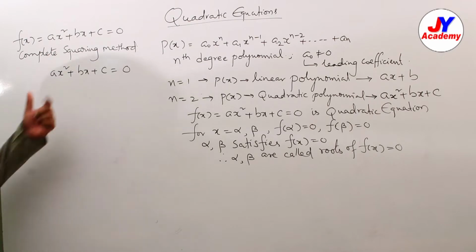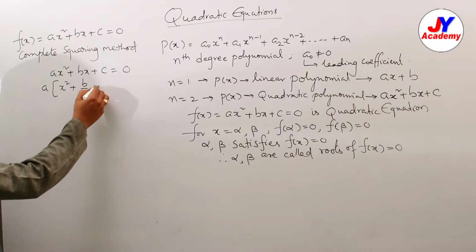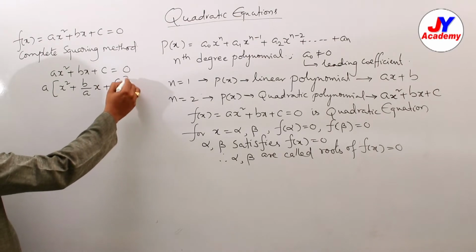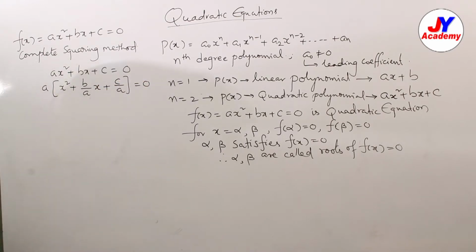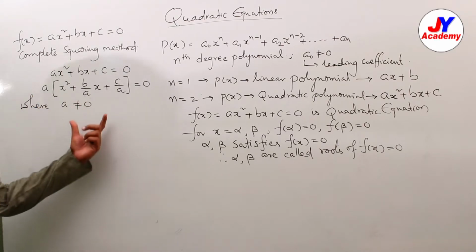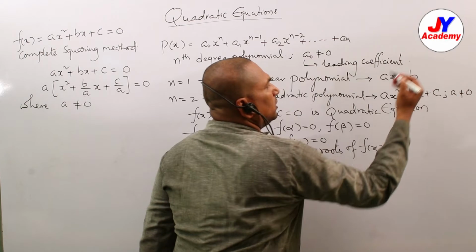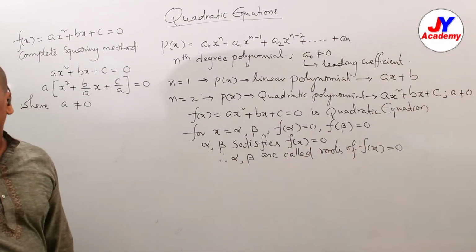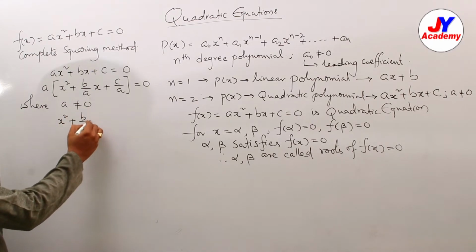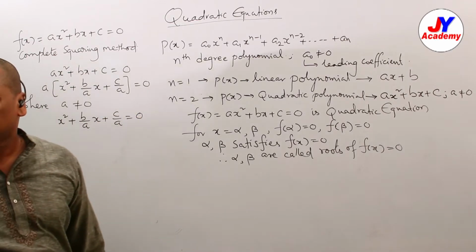Now take out a as common. Then what we will get here? x square plus b by a x plus c by a is equal to 0, where a not equal to 0, that is our first condition. Then only it is a quadratic equation or quadratic polynomial. So a not equal to 0, then it is x square plus b by a x plus c by a equal to 0.